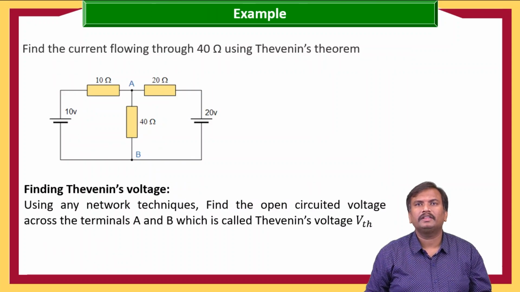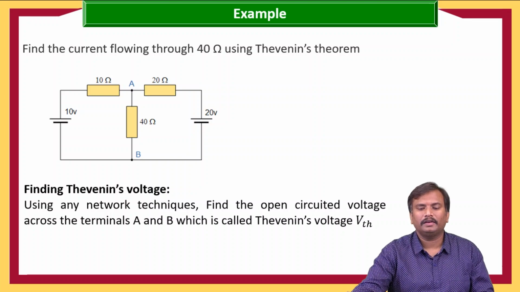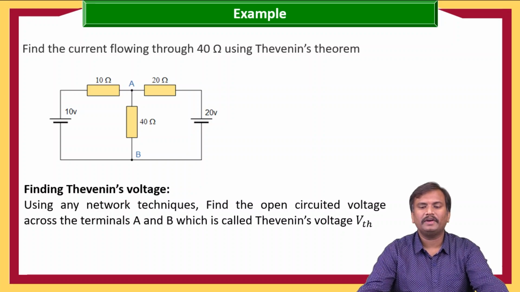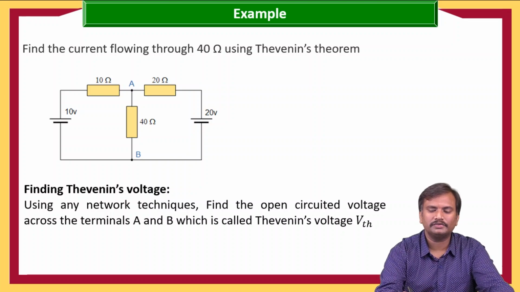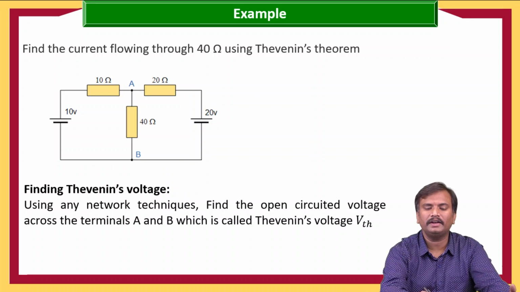Now we will go with an example: find the current flowing through 40 ohms using Thevenin's theorem. Here is the circuit which is given with two voltage sources, one with 10 volts and one with 20 volts. These two sources are connected to 10 ohms, 20 ohms and 40 ohms.